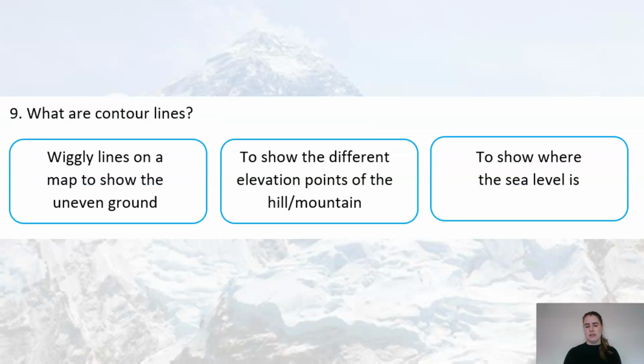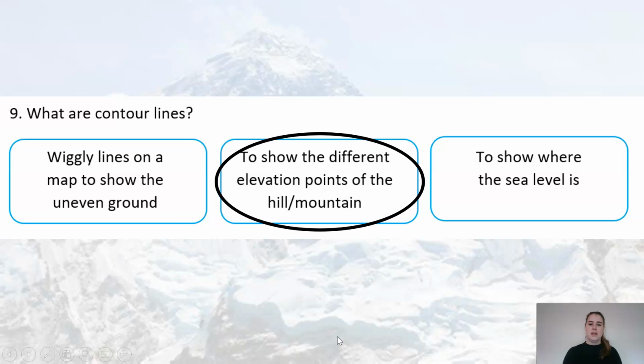What are contour lines? Are they the wiggly lines on a map to show how the ground is uneven? Is it to show the different elevation points of a hill or a mountain? Or is it to show where the sea level is? Pause the video, see if you can work out the correct answer. The answer is to show the different elevation points.